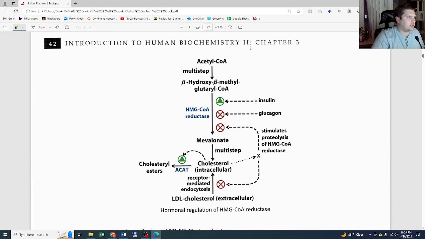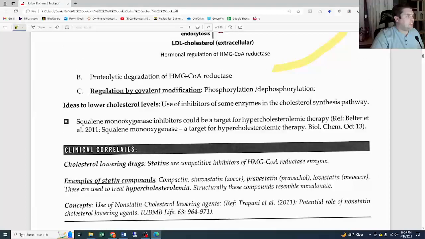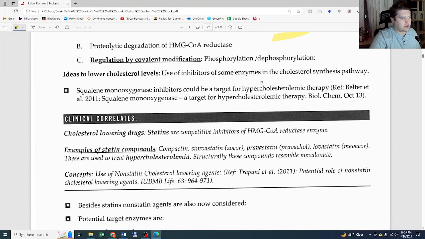And this chart is just going over what parts insulin and glucagon play, and where those negative feedback loops are. So ideas to lower cholesterol levels: the use of inhibitors of some enzymes in the cholesterol synthesis pathway. This is just a repeat that we saw up above.